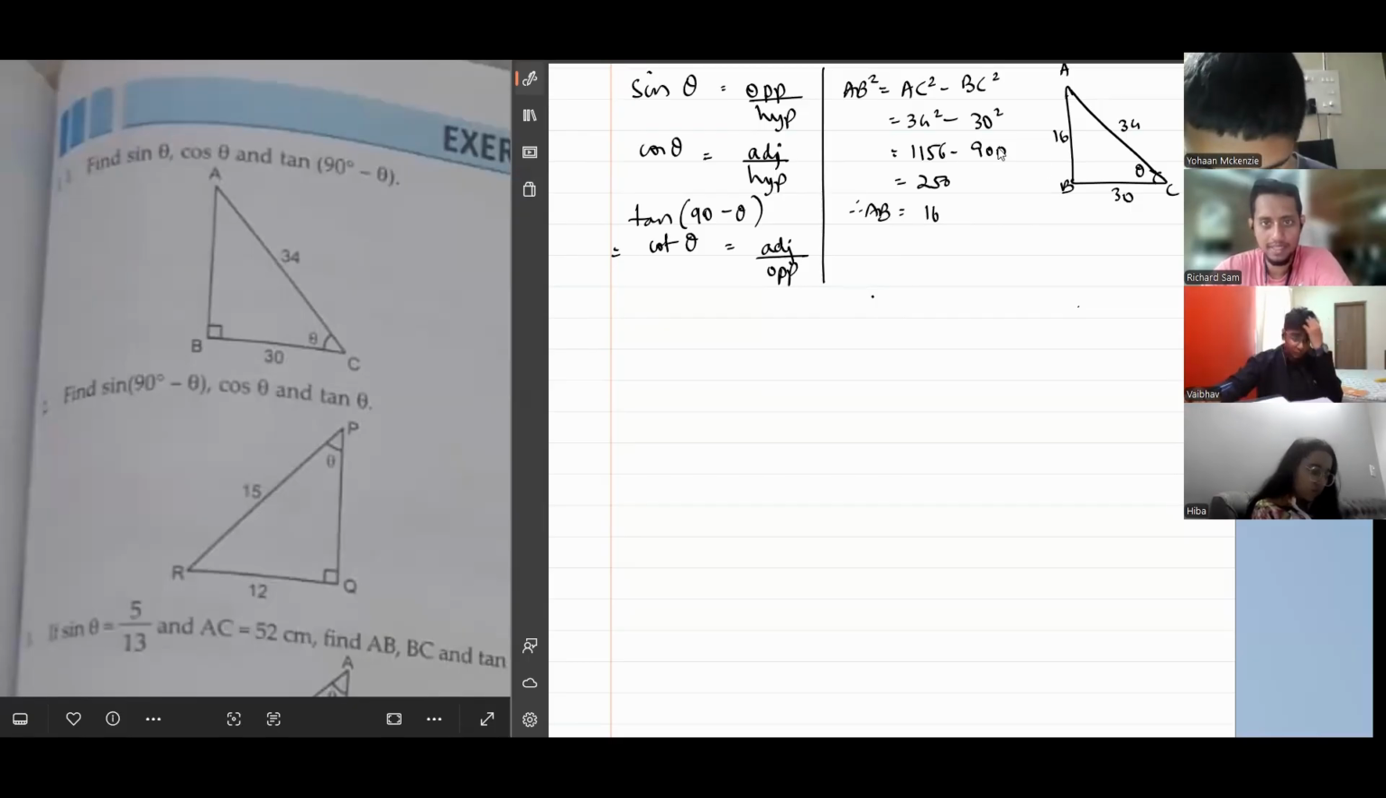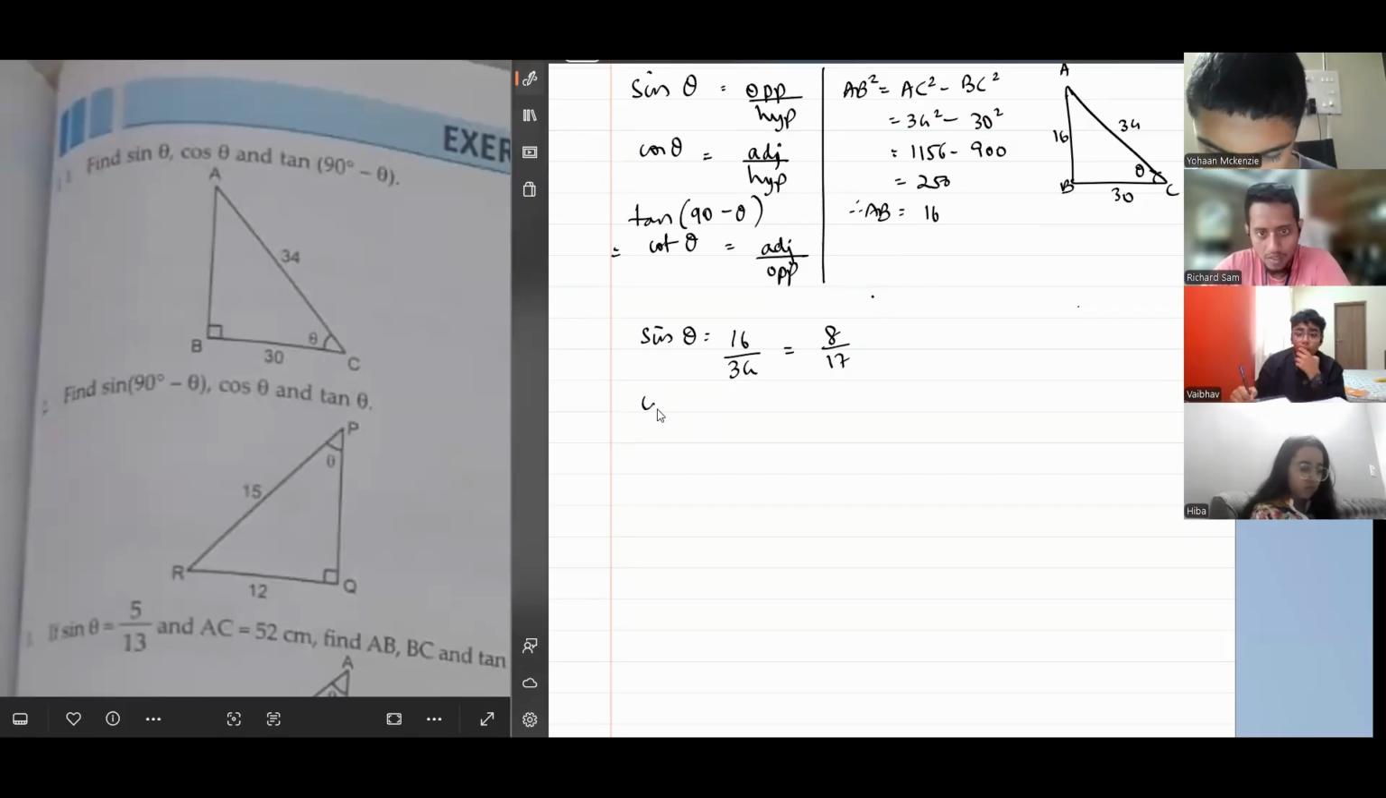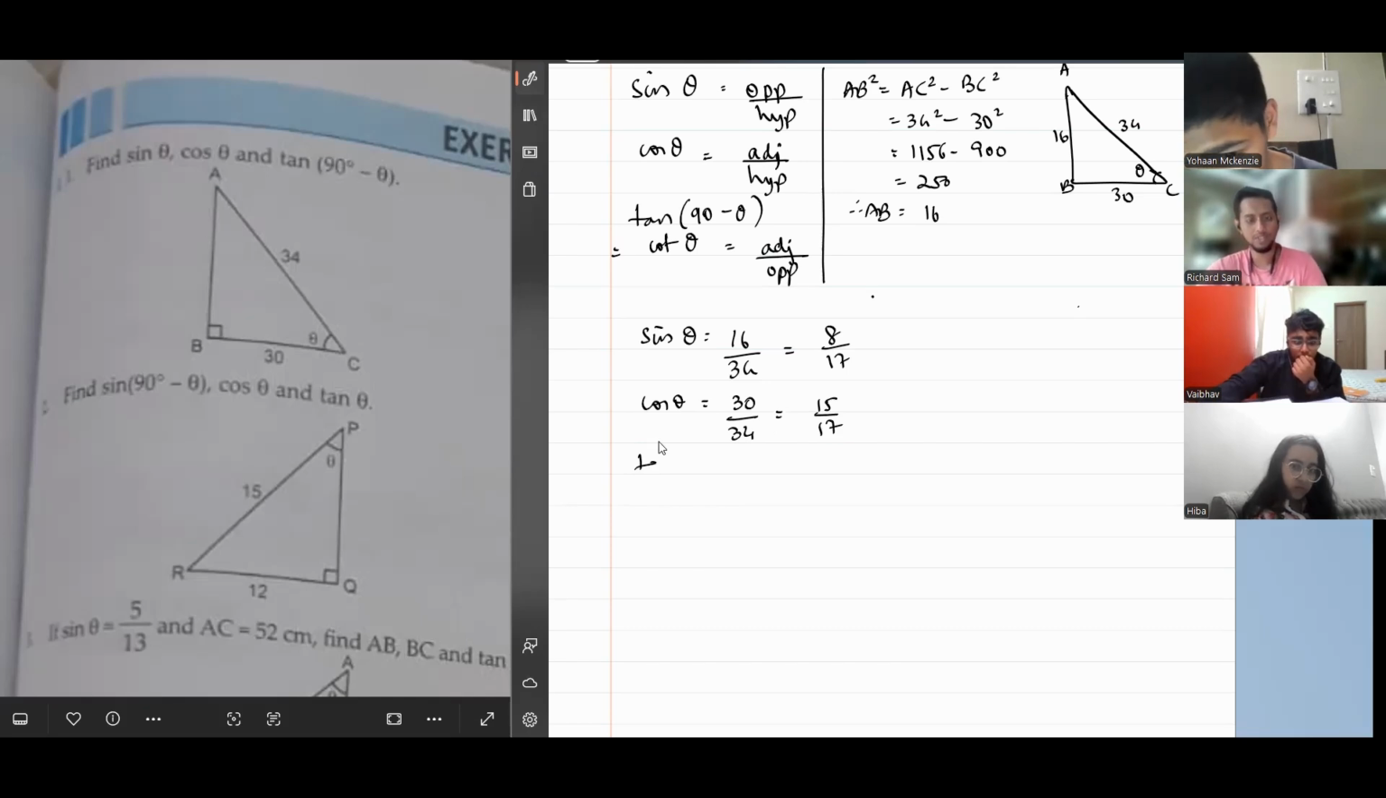Once you have all the three sides, now you just write the values for all the three. Sine theta is equal to 16 upon 34, which is what? 8 upon 17. Cos theta, what's cos theta? 30 upon 34. 15 upon 17. 15 upon 17. And tan 90 minus theta, which is cot theta. 15 upon 8. Yes.